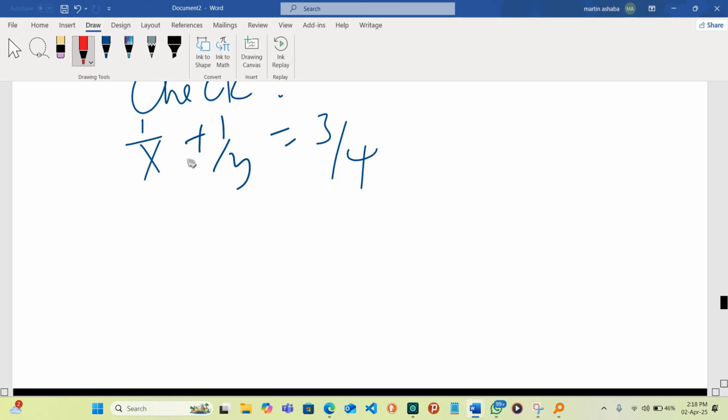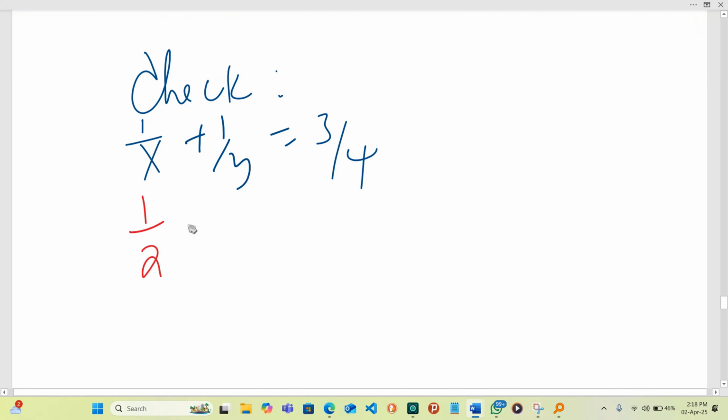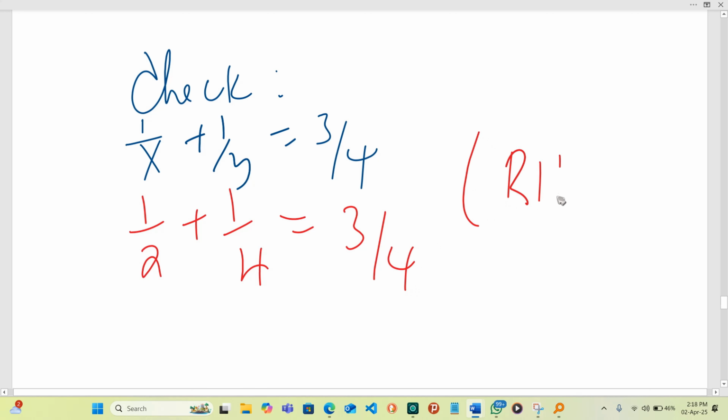So we have 1 out of x plus 1 out of y equivalent to 3 out of 4. So when you put in here, x is equal to 2 and y is equal to 4, this is 3/4. So meaning the right hand side is equal to the left hand side.